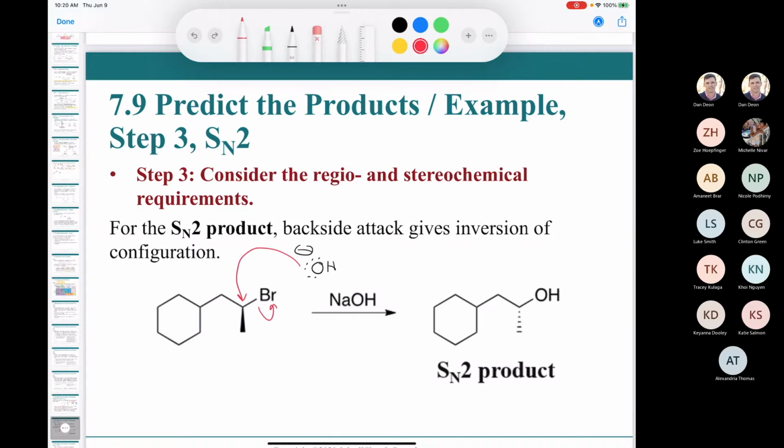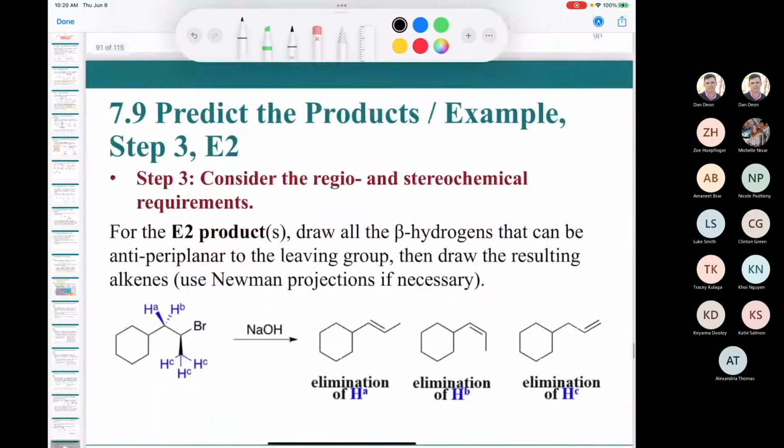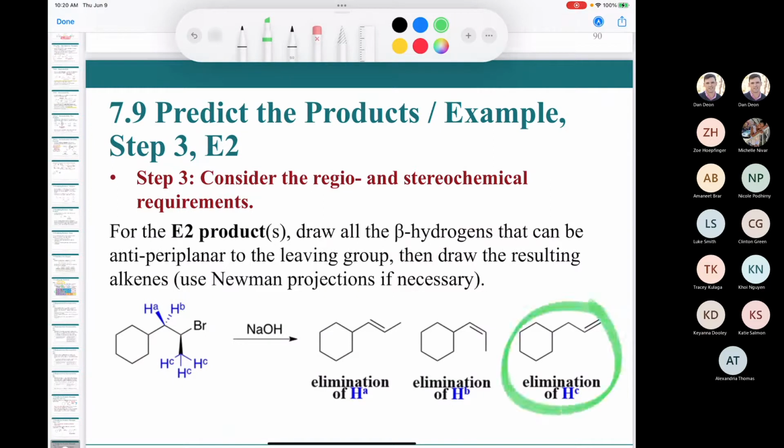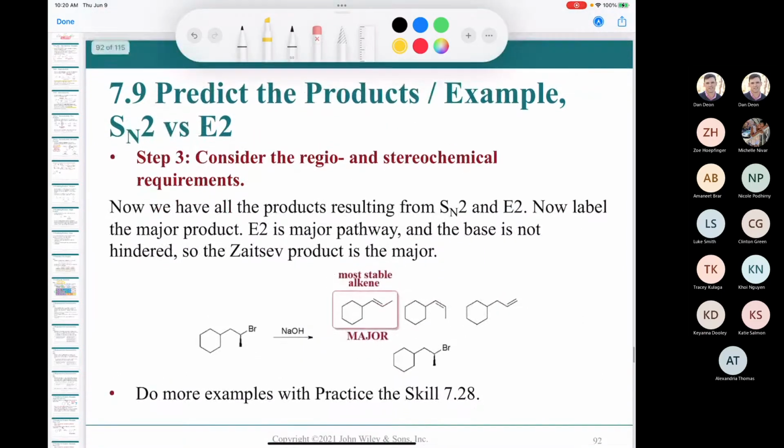Well, what about E2 products? We go back here. Look at how many beta protons we have. We have beta protons here, and we have beta protons here. And in this case, we actually do have to consider cis and trans. And so there's three different elimination products we can form. If we pull off any one of these protons off of the methyl group, we're going to end up with this compound, where we have the double bond on the end. However, if we pull off HA, we're going to end up with the trans product. And if we pull off HB, we're going to end up with the cis product. So there's four different products that you end up forming in here.